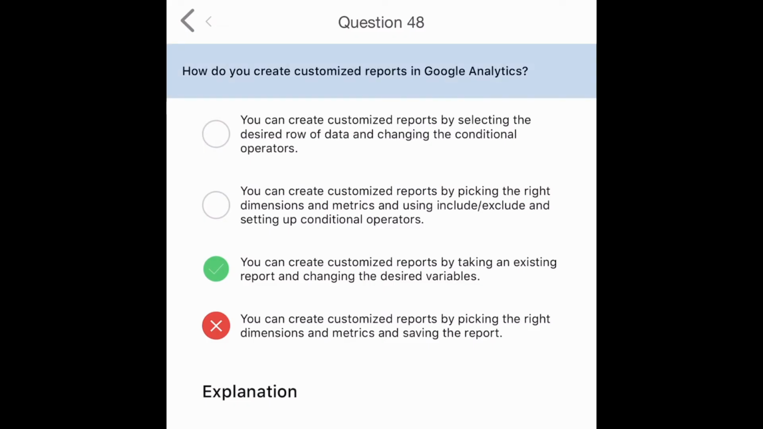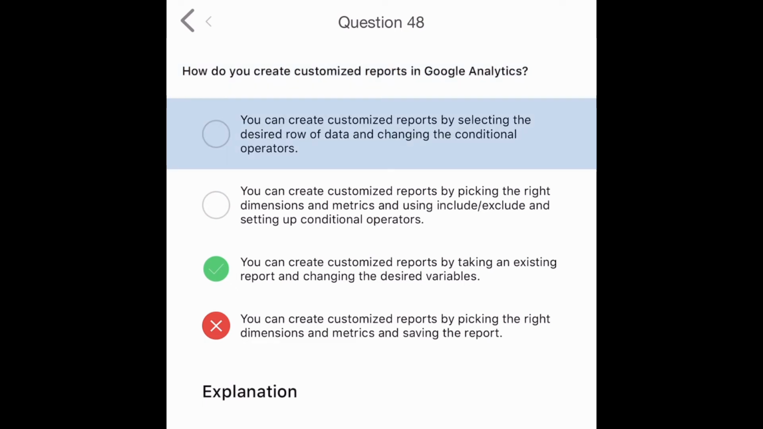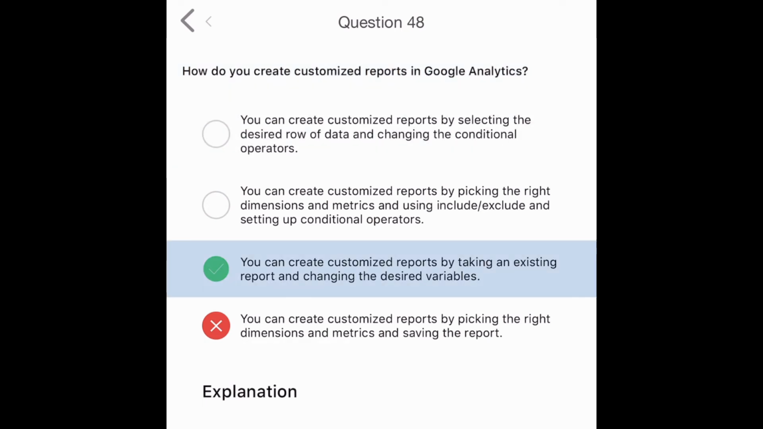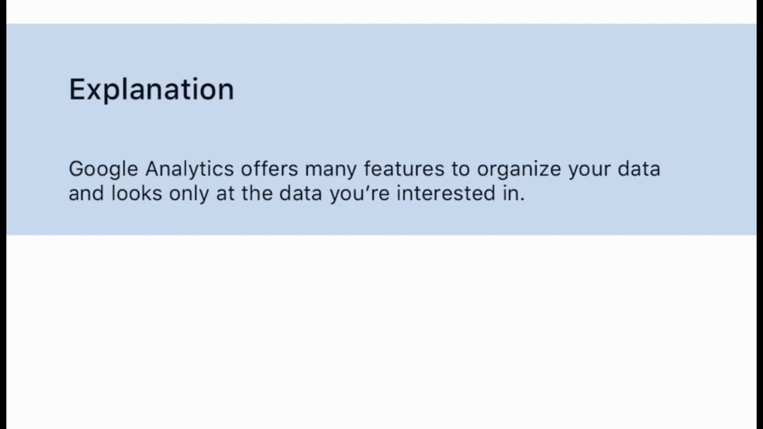How do you create customized reports in Google Analytics? You can create customized reports by taking an existing report and changing the desired variables. Explanation. Google Analytics offers many features to organize your data, and looks only at the data you're interested in.